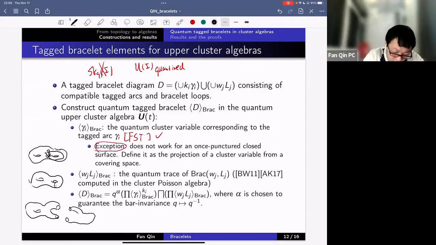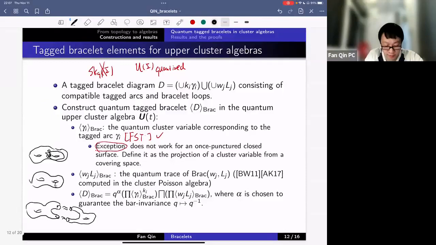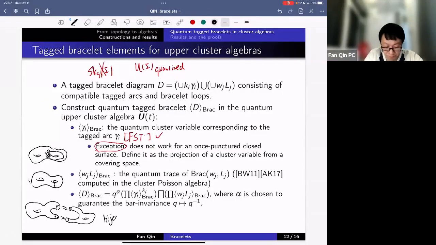You cut it out. I mean, I want to cut it out from a loop on the puncture, but you can cut it out anywhere. And now you have 2 punctures, and you glue them. Now this one, you have a bijection between tagged arcs and cluster variables. And now you can define the algebra element.